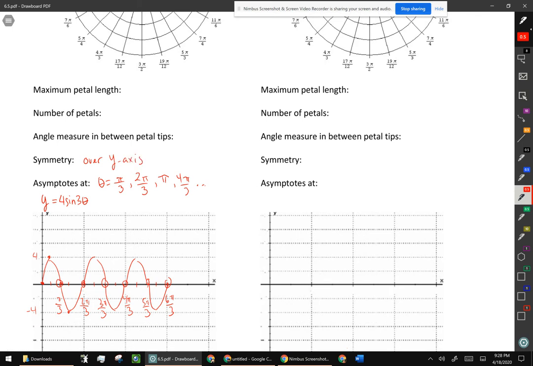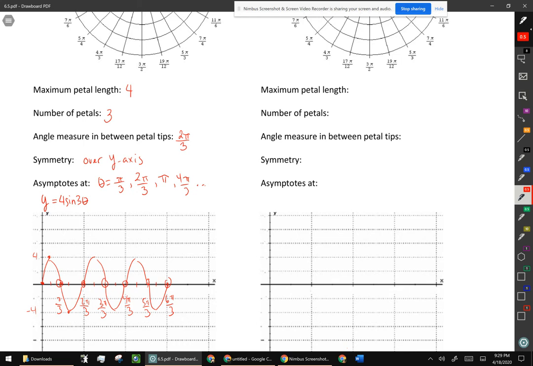Angle in between the petal tips, well, it'd be 2 pi divided by 3, right? Or 360 by 3, that's 120 degrees. Number of petals, again, because it's odd, we're going to see 3 petals. We're going to see half the number of what we see from the rectangular, because in the rectangular I see 6 potential petals, but we're only going to see 3 because a bunch of them will overlap. Maximum petal length, in this case 4.